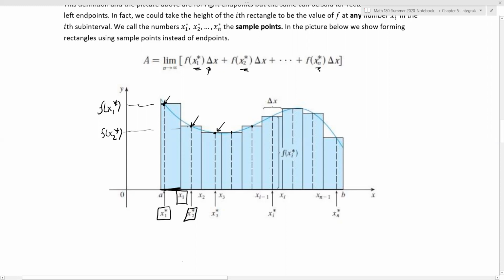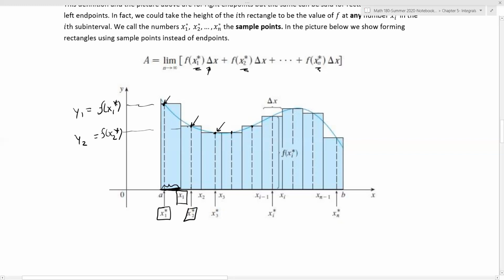x2 star is in the second interval. x3 star is in the third interval. So we just need that they're actually in these intervals. The intervals remain exactly the same length, okay? And they have nothing to do with the sample points. The sample points have to do with our y's, right? This y1, this y2. So we just pick them inside of the interval, okay?